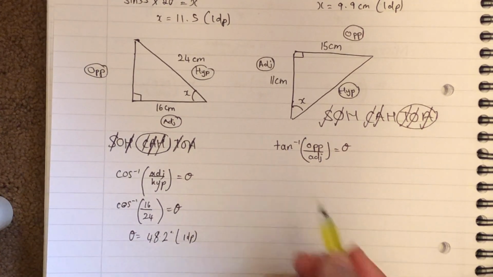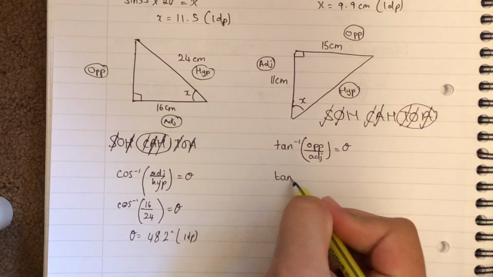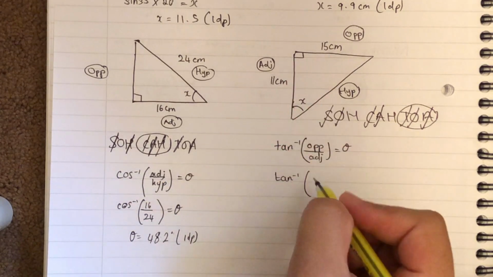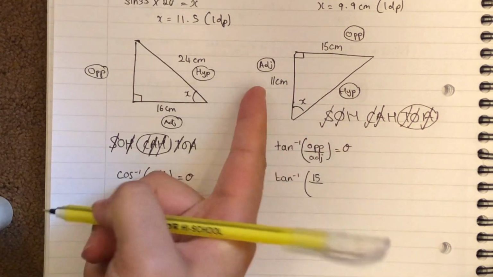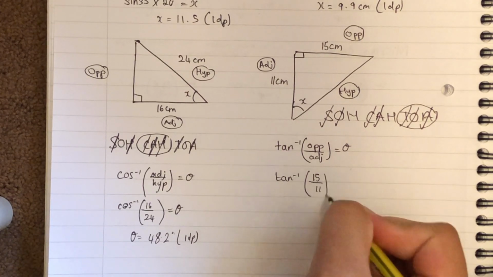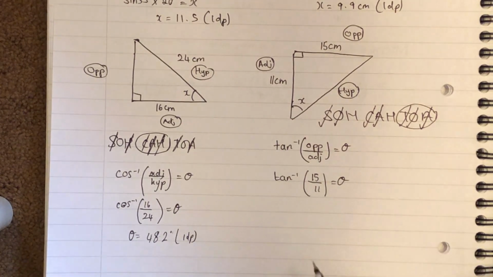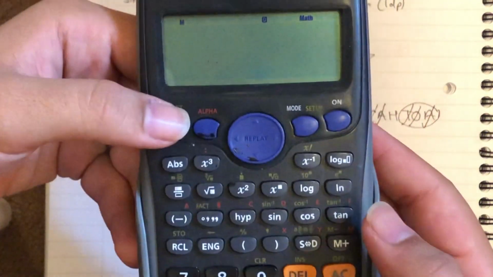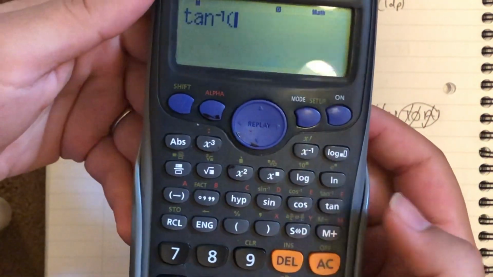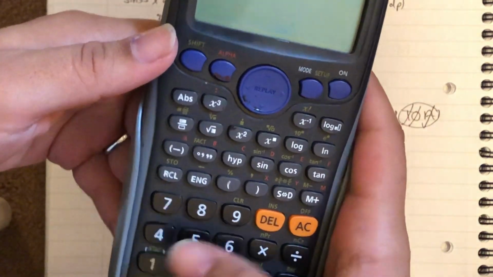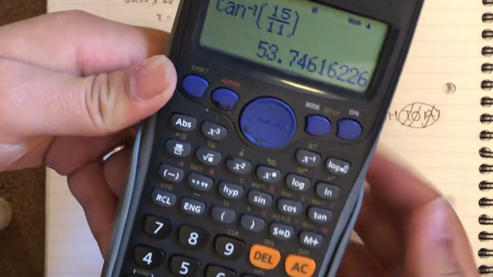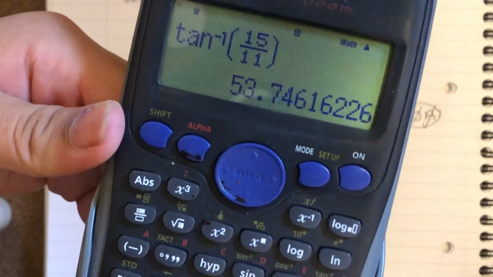So let's fill in this formula. tan⁻¹, opposite is going to be 15, adjacent is going to be 11, will be equal to my missing angle. So what do I need to do now? I need to fill this into my calculator. So I've got shift, remember shift, tan to give me tan⁻¹. I do 15 divided by 11, close my brackets to get my missing angle, and I get 53.74.